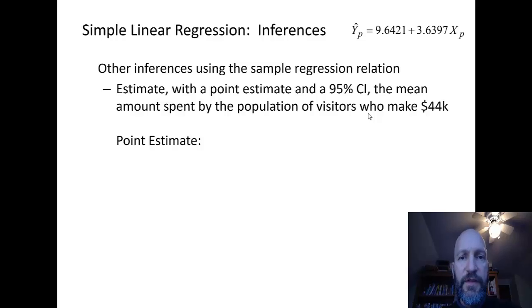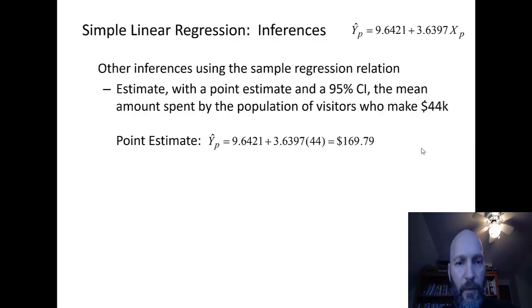So what other inferences can we do with regression? Well, we've already done a point estimate for a prediction. Remember in the last video we said, what if somebody makes $44,000? What's the point estimate? Well, we can do that, as we've already done, but we can also come up with a 95% confidence interval for that same estimate. So you'll recall that we plugged 44 into our equation, and we got a point estimate for somebody who earns $44,000, that they're going to spend $169.79 per day at Steamboat.